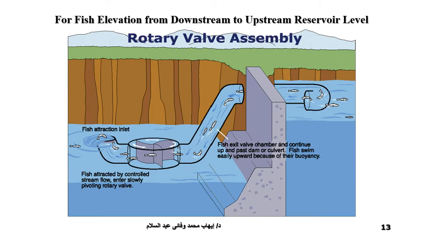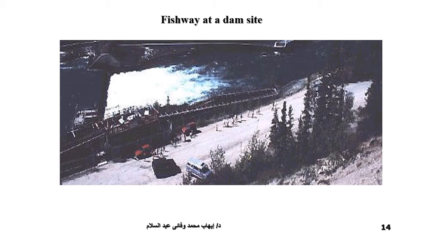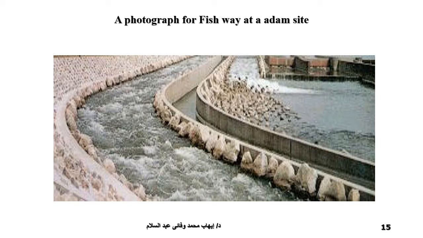For fish, elevation from downstream to the upstream reservoir level, rotary valve assembly. Fish attracted by controlled stream flow enter slowly, providing rotary valve. We note that the direction of movement of fish is against the direction of flow. It's a very important point. This is the shape of a fishway at the dam site. A photograph of a fishway at a dam site.